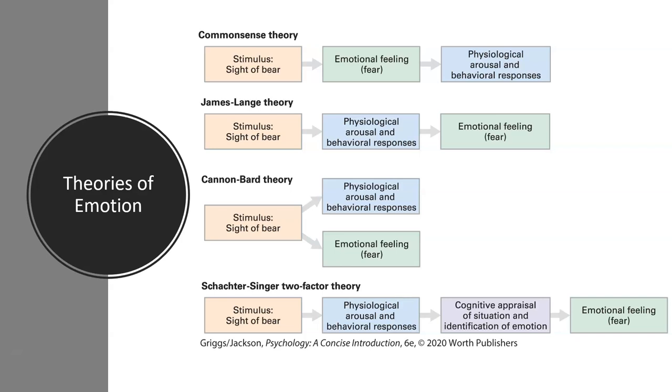And then the Schachter-Singer two-factor theory argues that you really have to separate out the cognitive component of emotion. So you see the bear or the mountain lion, you experience the physiological arousal and the automatic behavioral responses associated with it. So your nervous system ramps up for responding to this unusual stimulus. And then you do a cognitive appraisal.